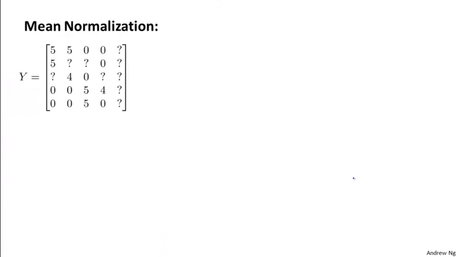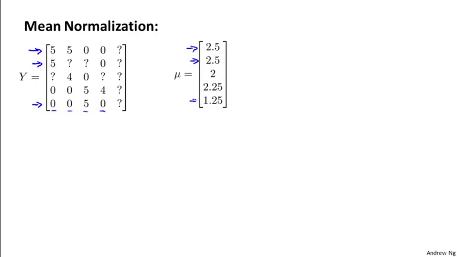Now, to perform mean normalization, what I'm going to do is compute the average rating that each movie obtained, and I'm going to store that in a vector that we call mu. So the first movie got two 5-star and two 0-star ratings, so the average of that is a 2.5 star rating. The second movie had an average of 2.5 stars, and so on. And the final movie has ratings 0, 0, 5, 0, and that averages out to a 1.25 rating.